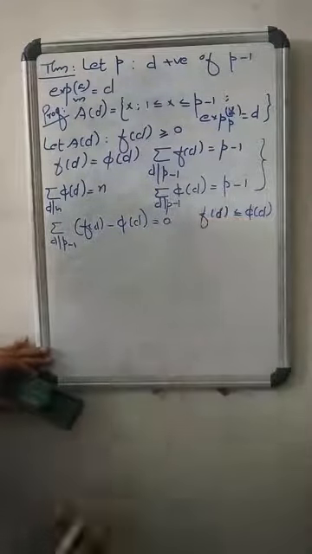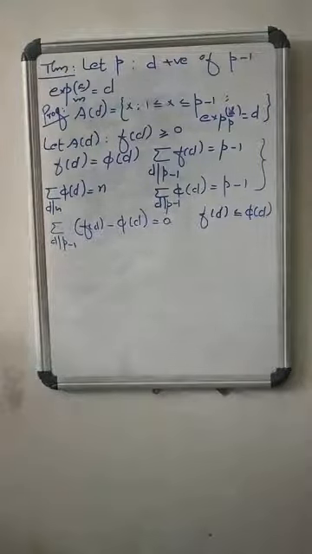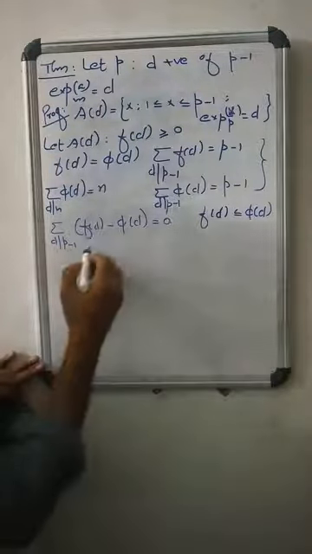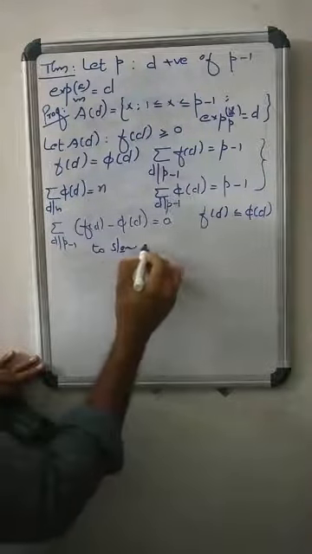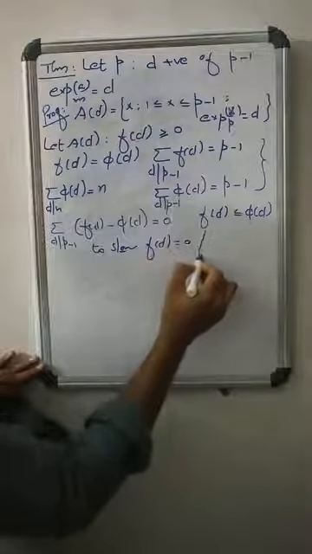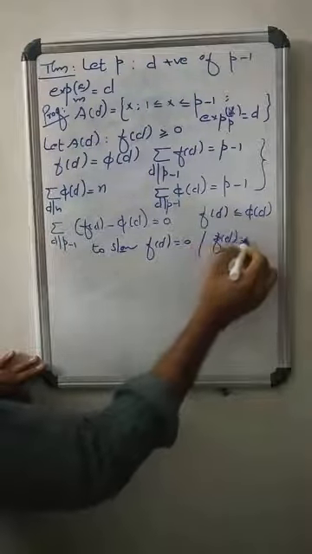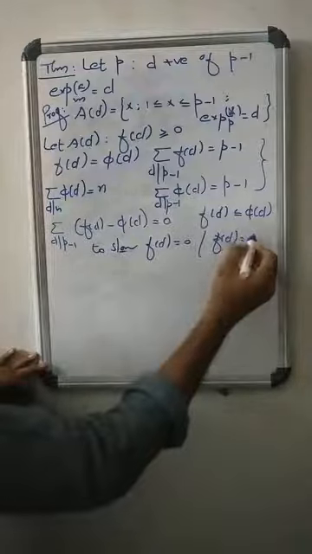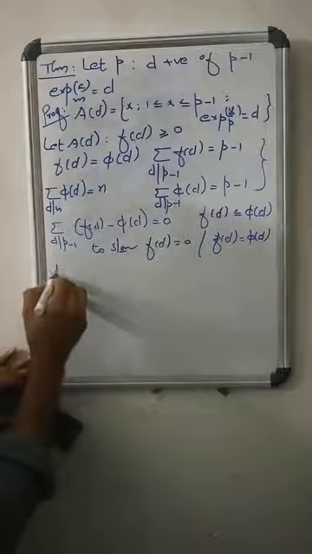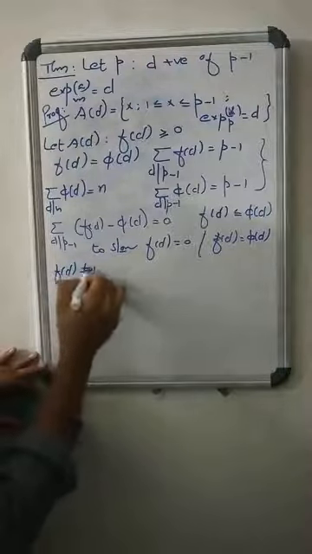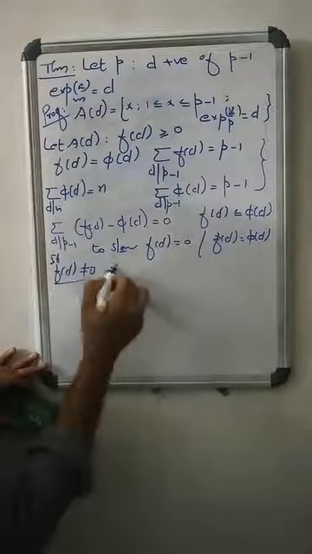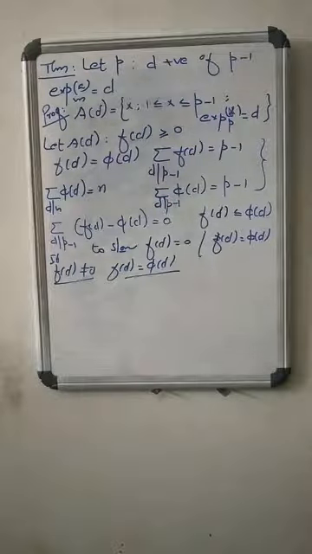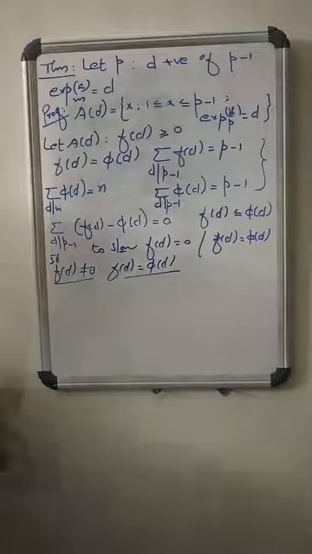To show each term in this sum is 0, it is enough to show f of d is less than or equal to phi of d. That is, to show either f of d equals 0 or f of d equals phi of d. Now just suppose that f of d differs from 0. If f of d differs from 0, then we have to show that f of d equals phi of d.